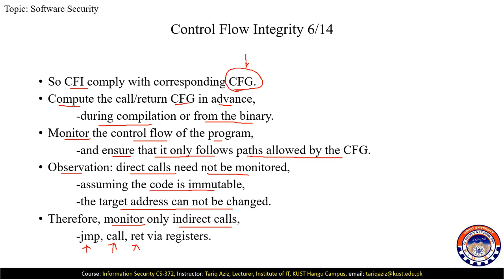So if you have these types of instructions in your program, like jump, call, and return instructions, then these are indirect calls. In this case, you can use the CFG to monitor these indirect calls, and these indirect calls usually involve registers. So to cut the story short, by using the CFG we have to monitor the indirect calls.